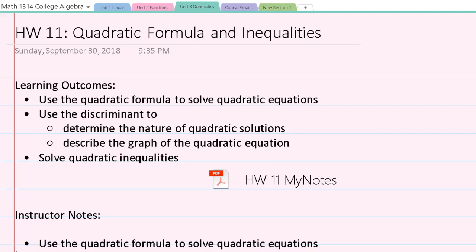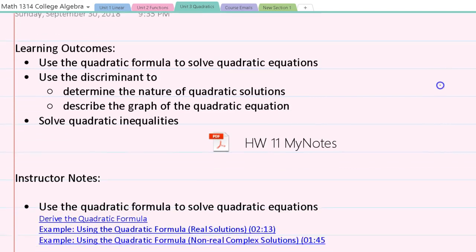This video will introduce the topic of the quadratic formula and quadratic inequalities. The learning outcomes for this topic are to use the quadratic formula to solve quadratic equations, to use the discriminant of quadratic equations to determine the nature of its solutions as well as its graph, and to solve quadratic inequalities.